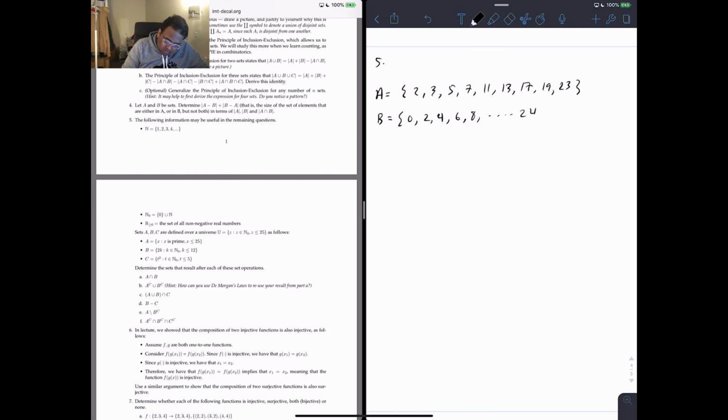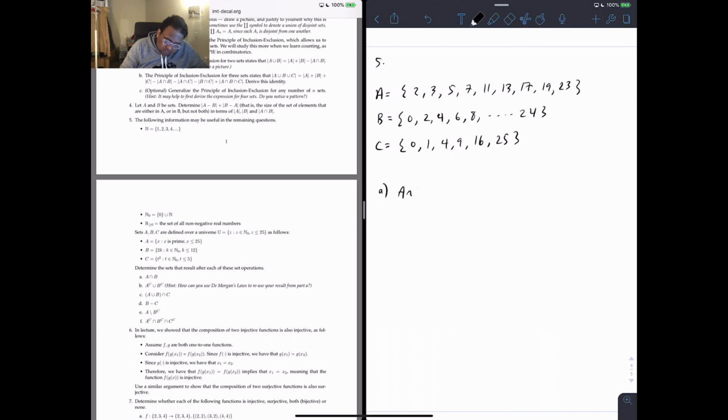And C is saying, give me all the numbers that look like t squared, where t is a natural number less than or equal to 5. Okay, so the natural numbers less than or equal to 5 are 0, 1, 2, 3, 4, 5. And we're squaring them. So again, we have 0, 1, 4, 9, 16, and 25. Great. Okay, so let's take a look.